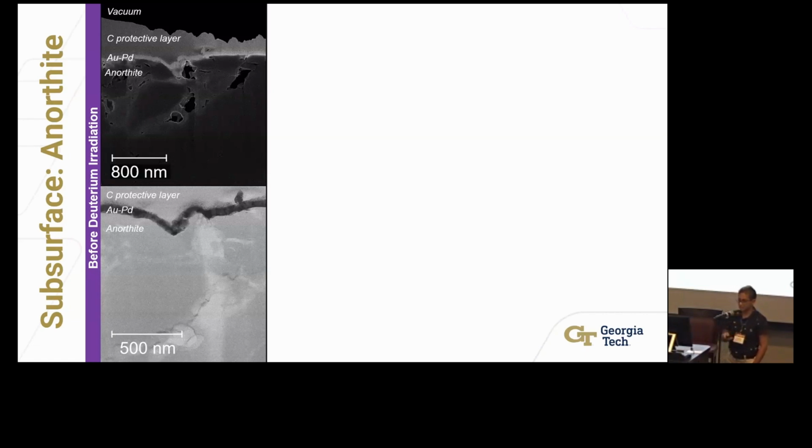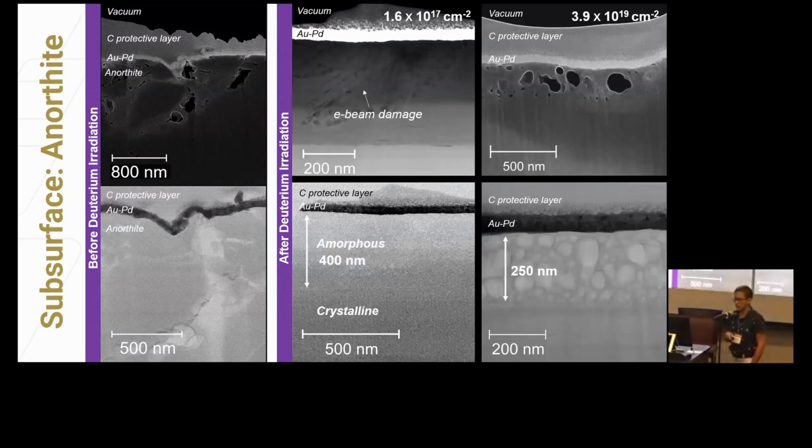Here we can see in the black that there is a vacuum, and then we can see our carbon protective layer, which is what we put on in order to further protect the interface that we're interested in. Then we can see our gold coating that we put on so that we have conductivity. And then we have our anorthite. The anorthite that we're looking at is very inhomogeneous, and it has these native pores in it that makes it very porous.